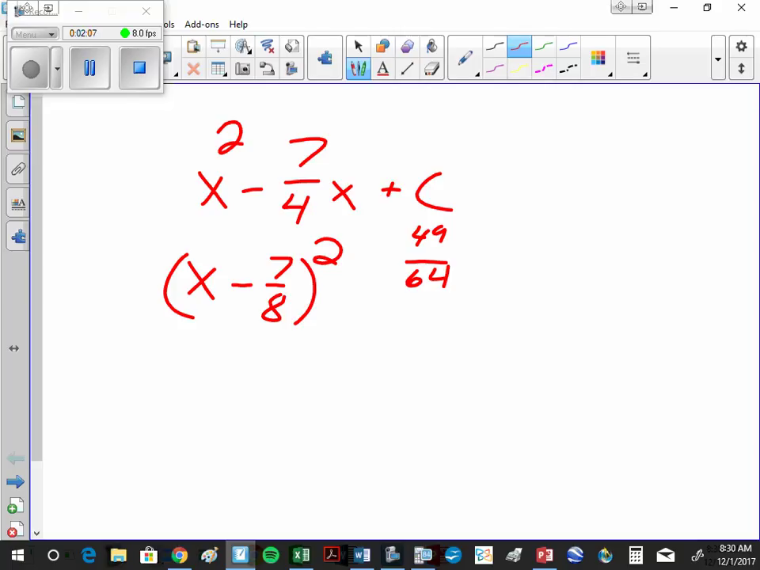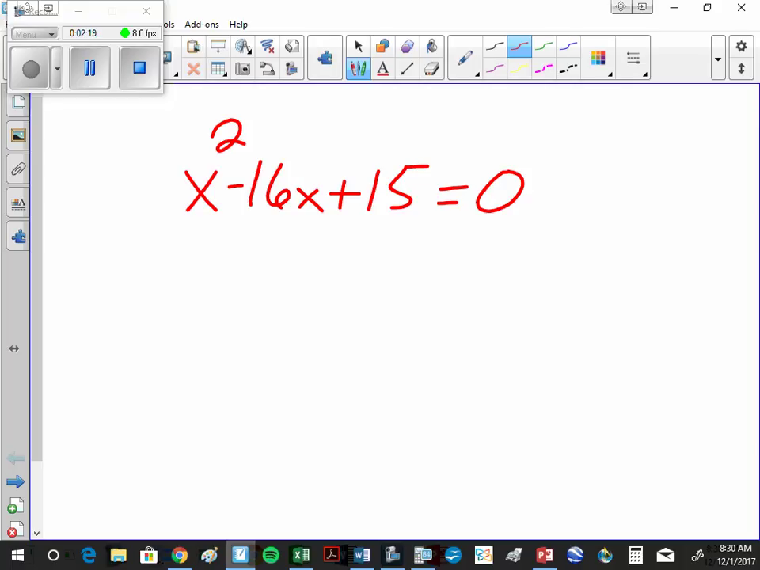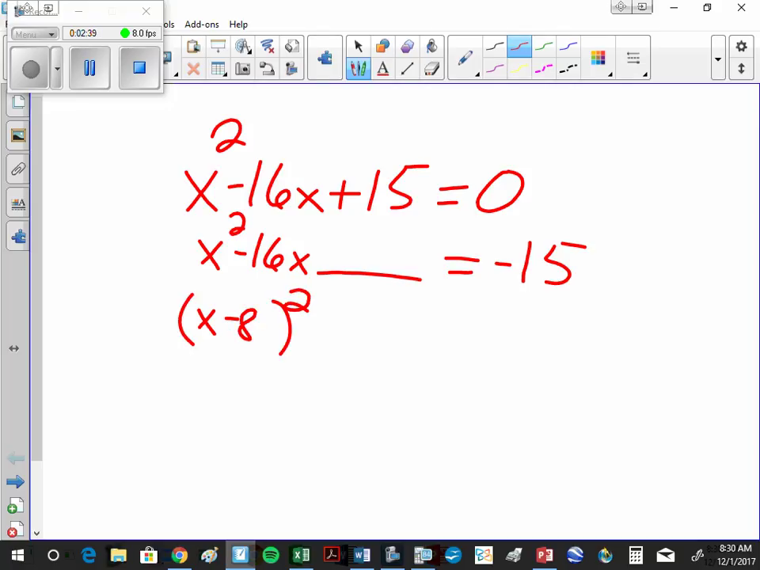Okay. Now we can use completing the square to solve problems. Say I had x squared minus 16x plus 15 equals 0. 15 is the wrong number, so I need to move it and get it out of the way. I'm going to subtract 15 to the other side. X squared minus 16x, leave a space, equals negative 15. Good. Cut the 16 in half. And negative 8 times negative 8 is plus 64. So over here I add 64. Negative 15 plus 64 is 49.